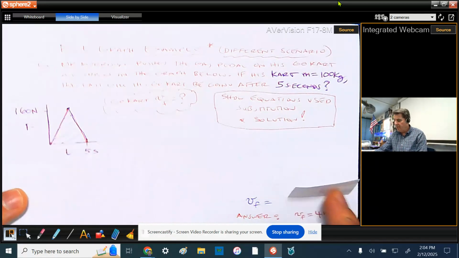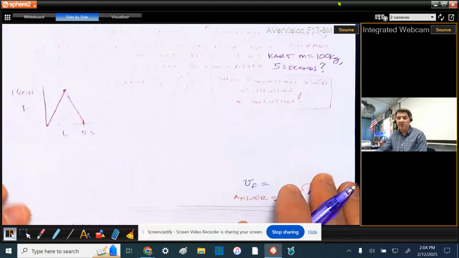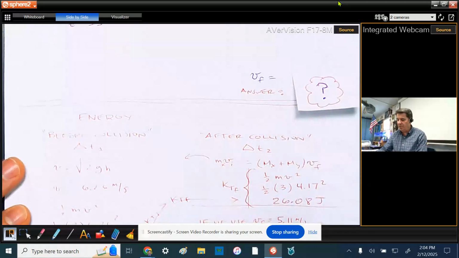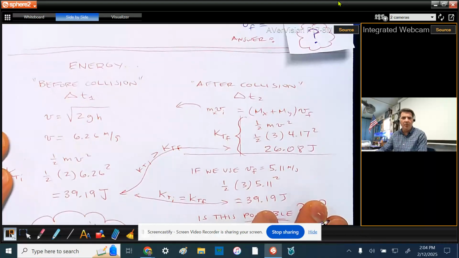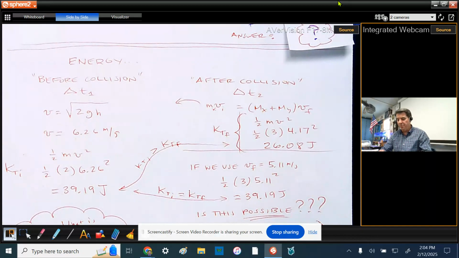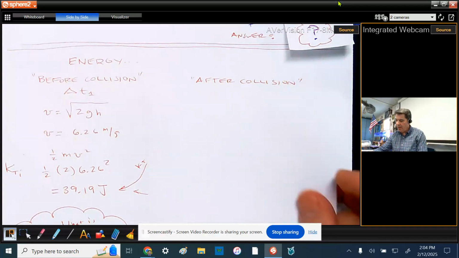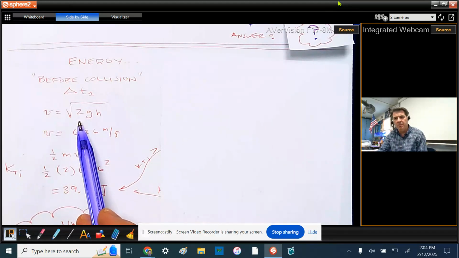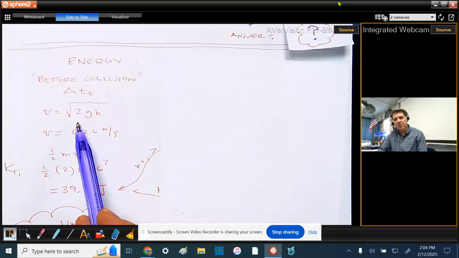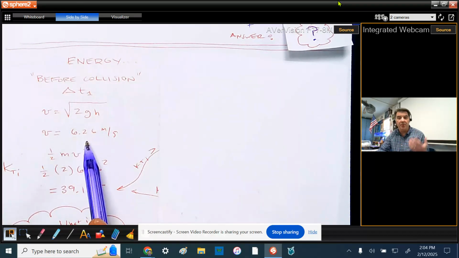Okay. So anyways, I'm going to move on to the last section. And the last section is talking about energy before the collision and after the collision. So if we look at this, energy before the collision comes from our derivation from speed, which is coming from gravitational potential energy, which you've done before. And so it actually derives pretty simply. You've got to show it on the test.